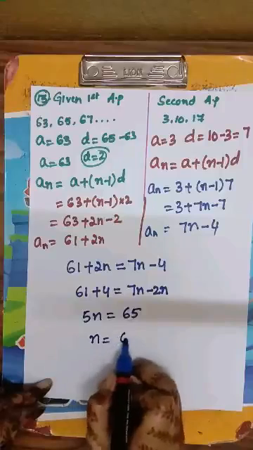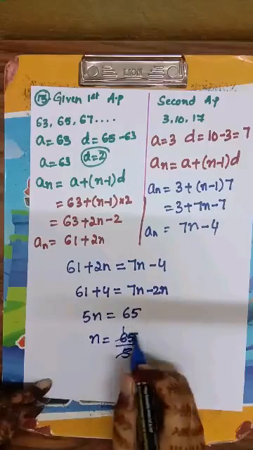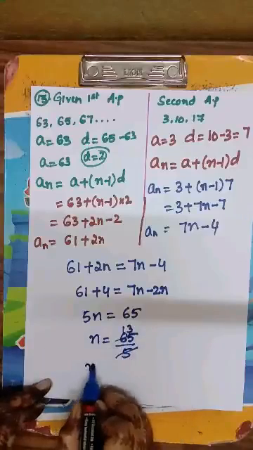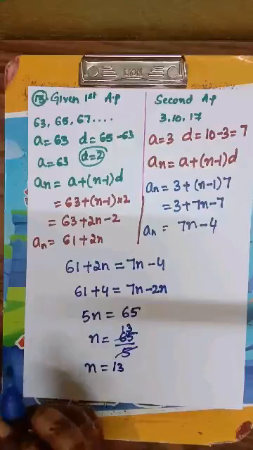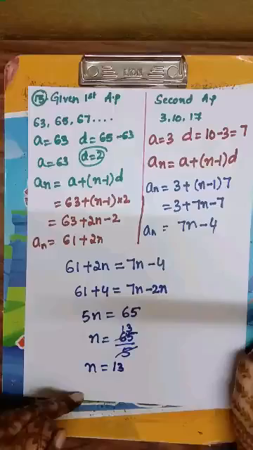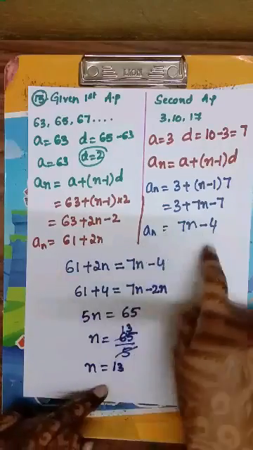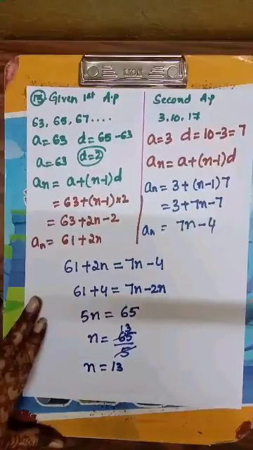n is equal to 65 by 5. 5 ones are 5, 5 threes are 15. n is equal to 13. Therefore, the 13th terms of the two APs are equal. Now let's move to the next question, question number 4.